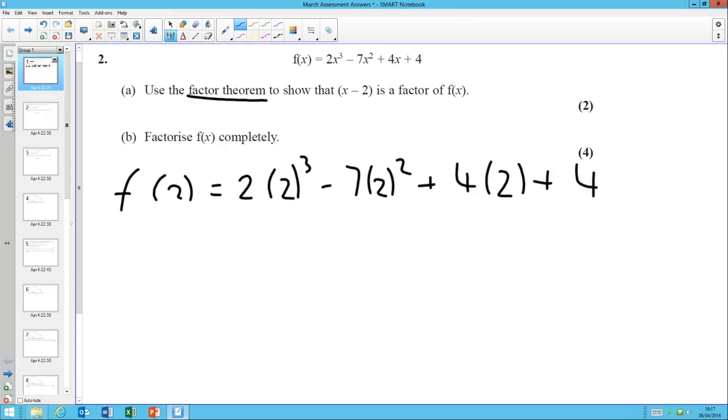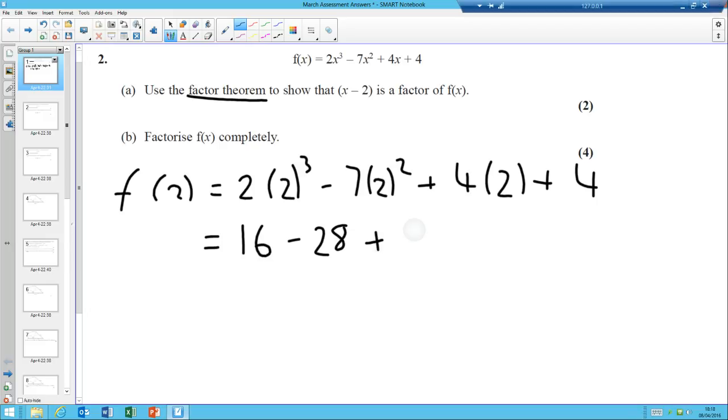Okay, so summing that would get us 1 mark for showing that we have the intent to sub in x equals 2 there. Now what we need to do is just evaluate these terms. So 2 cubed is 8 times by the 2 is 16. 2 squared is 4 times by the 7 is going to be 28, and we've got the minus there. 4 times 2 obviously just 8, and then we've just got the plus 4 there.